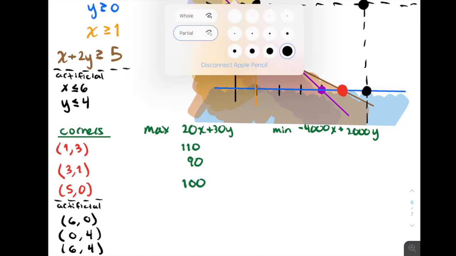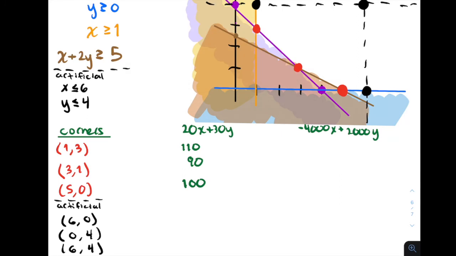Actually, I was further mistaken. Let's say that our first objective function is to minimize 20x plus 30y, and our second objective function is to maximize negative 4000x plus 2000y. And here I see I'm riddled with errors. Our second artificial corner should actually be the point (1, 4). Our first artificial corner, (6, 0), would evaluate to be 120. Our second artificial corner, x equals 1, y equals 4, would evaluate to 140. Our third artificial corner, (6, 4), would evaluate to 240.